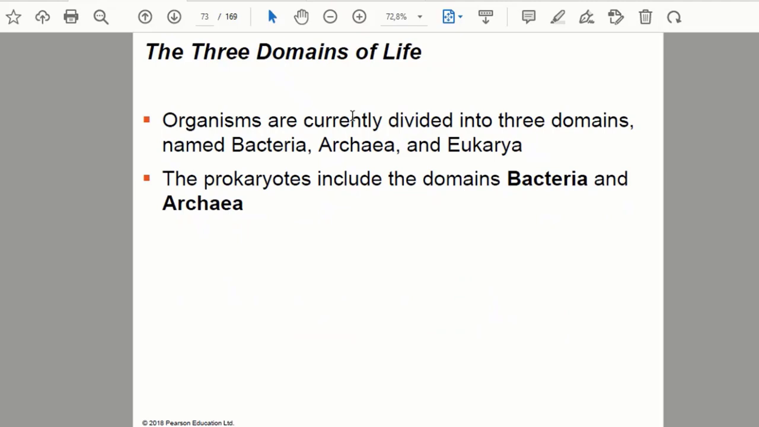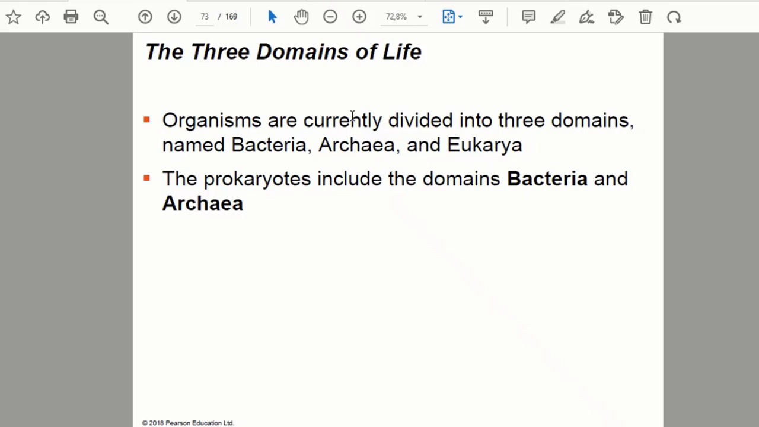So the three domains of life: organisms are currently divided into three domains of life, which are bacteria, archaea, forgive my pronunciation, and eukarya. The prokaryotes include the domains of bacteria and archaea.